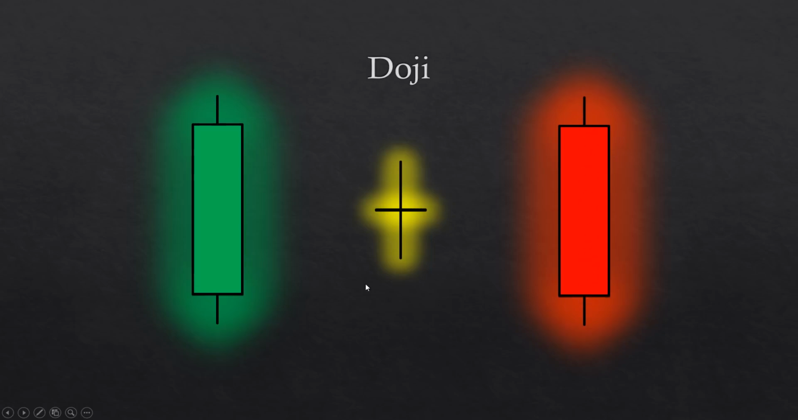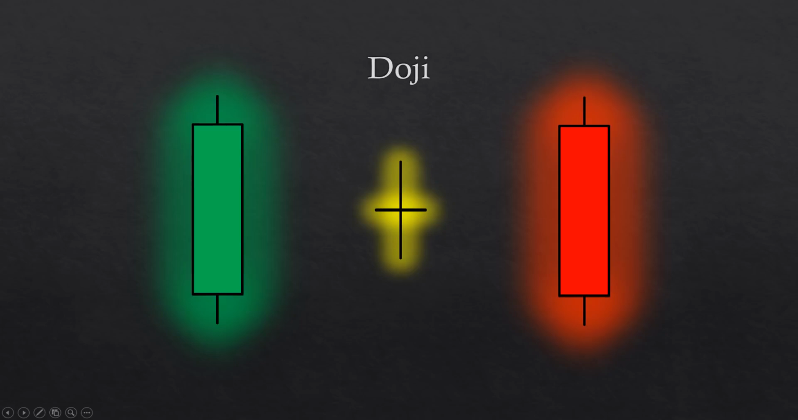If the open and close values are exactly the same, it means that neither buyers nor sellers won because they have similar power. And if they have similar power, price has no specific bias or direction. That's why a doji is mainly a neutral candlestick pattern.